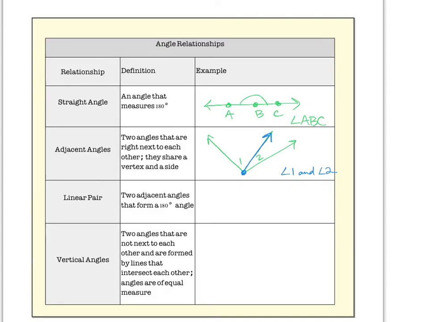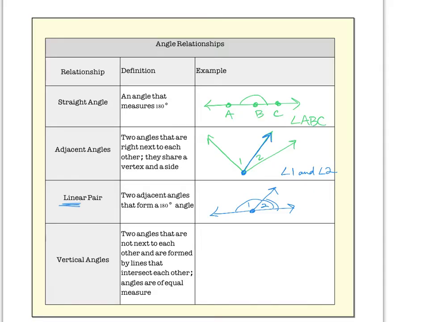Next we have linear pair. Notice the word linear has the word line in it. So that's what I think of. I just think of, okay, I have a line, and then I break it into a pair of angles. So for instance here, angle 1 and 2, this angle plus this angle would make a linear pair. Together, they form 180 degrees, and notice they are adjacent to each other.